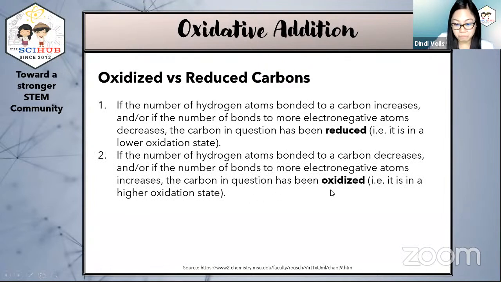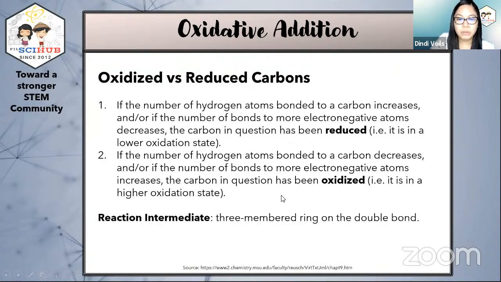And the opposite is oxidation. If the number of hydrogen atoms bonded to a carbon decreases, and/or the number of bonds to more electronegative atoms increases, then the carbon in question has been oxidized. You will notice in the next reactions that the products of these oxidative additions have fewer hydrogen atoms, and that's why they are called oxidative addition. For this type of addition, we don't form a carbocation, but you actually form a three-membered ring reaction intermediate on the double bond.